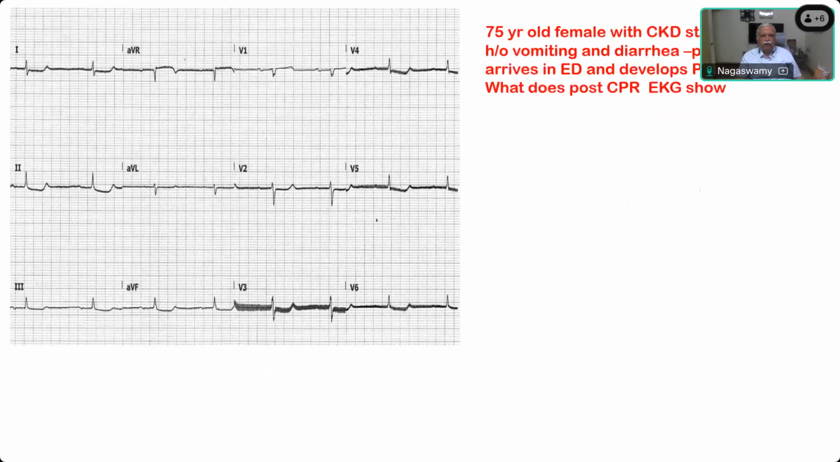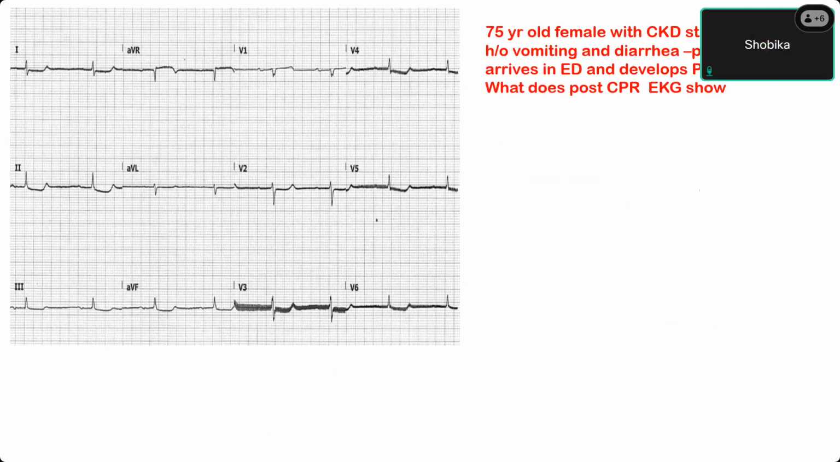A 75-year-old female with CKD stage 3, diabetes mellitus, hypertension, and history of vomiting and diarrhea for 12 hours arrives in the ED and develops pulseless electrical activity. This is an ECG taken after CPR.